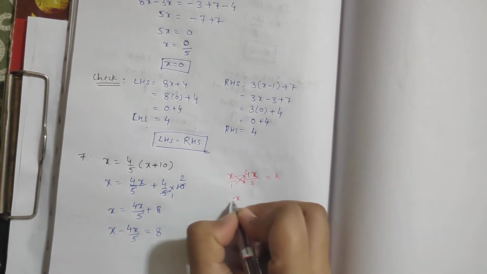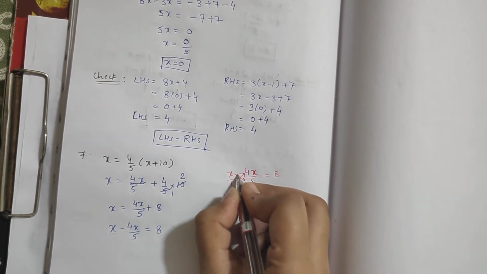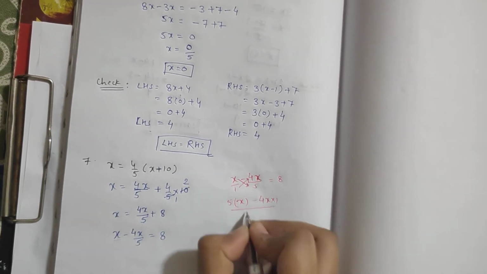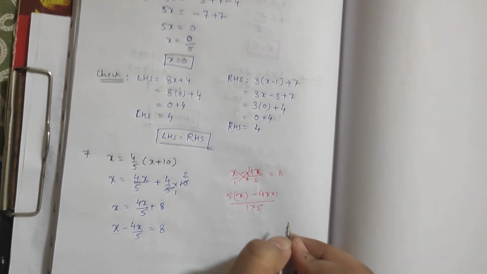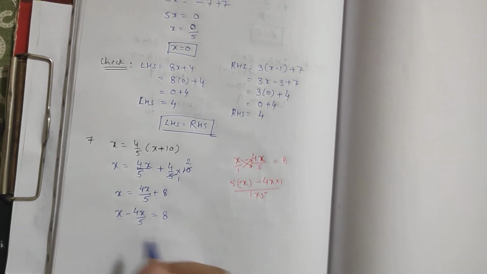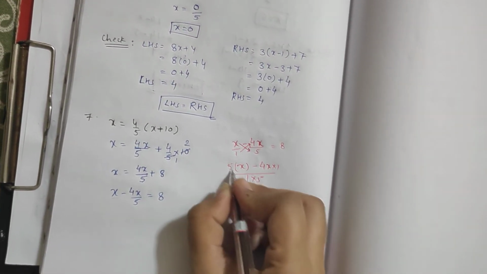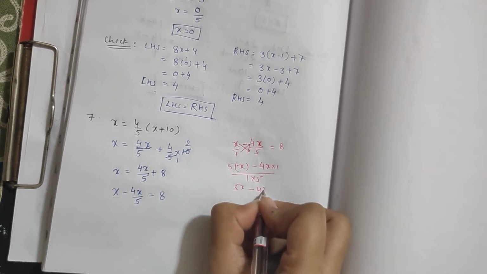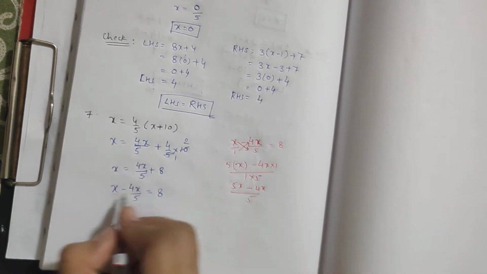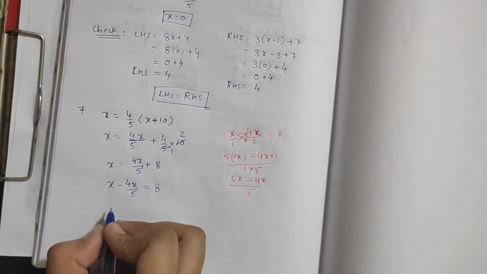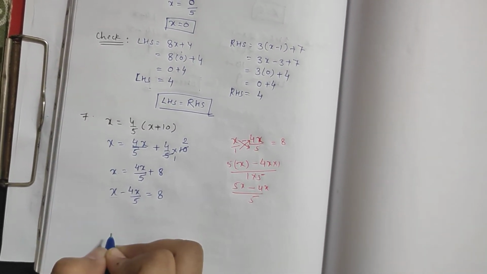So we write it like this: 5 into x, this minus sign as it is, 4x into 1 whole upon 1 into 5. Okay, so here after cross multiplication, we'll find it is 5x minus 4x upon 5. After cross multiplication, I am directly writing here.